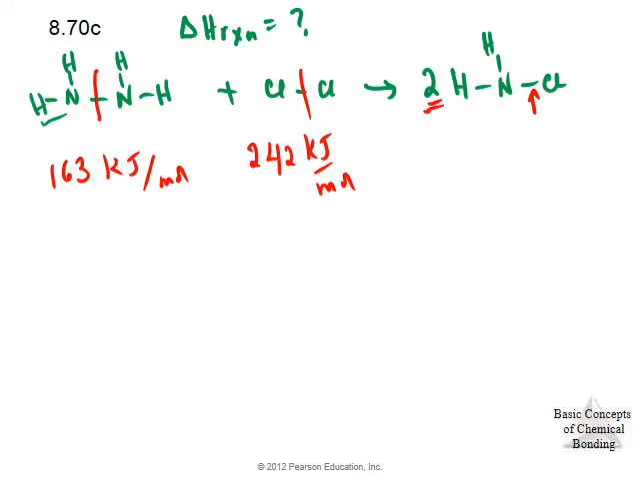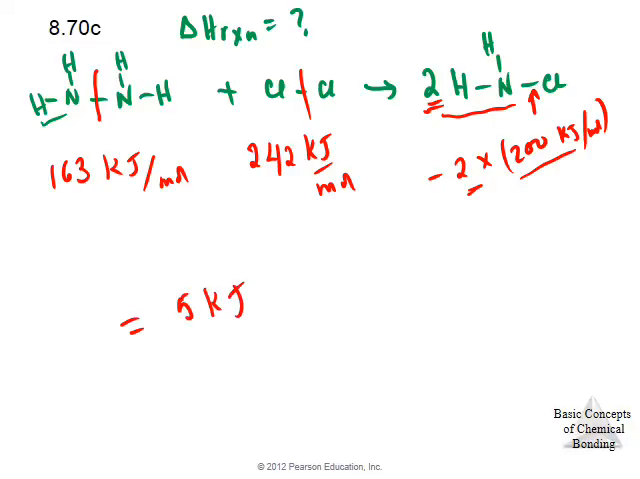So this would be basically minus 2 times 200 kilojoule per mole. Why times 2? Because there are 2 such molecules, and each molecule has one NCl bond. So 2 molecules would have 2 such NCl bonds, and each such NCl bond requires minus 200. So that's why 2 times minus 200 is minus 400. Now if you do the math, you're going to get 5 kilojoule. And this time it is positive. So the heat of reaction for this reaction is 5 kilojoule.